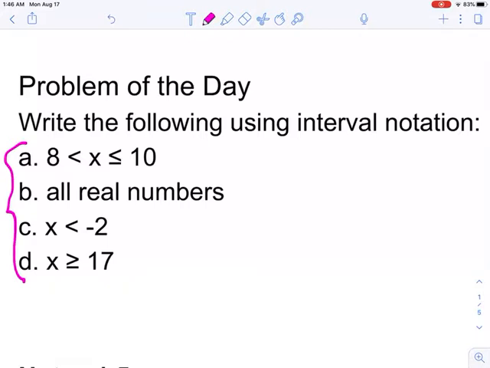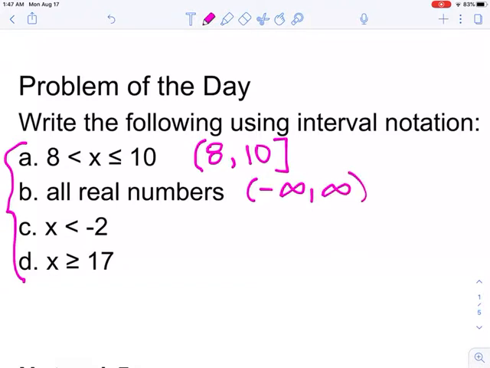So if we were going to write these in interval notation, A would be the interval from 8 to 10, where 8 has a parentheses because it's not included. 10 has a bracket because it is included.